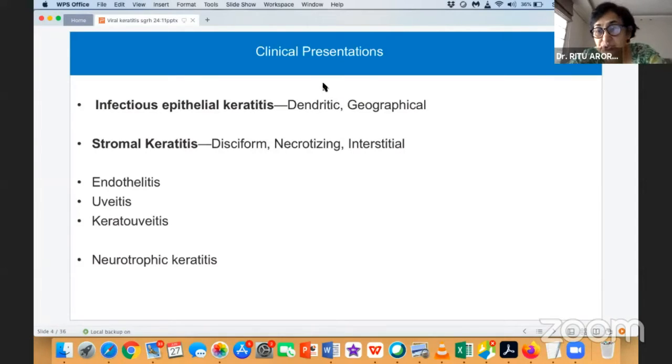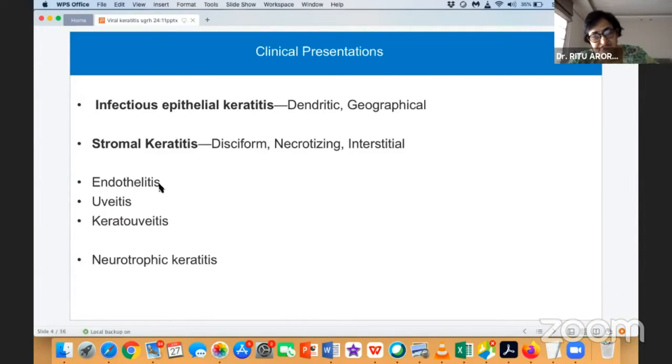Clinically, it's important to know whether we are treating infectious epithelial keratitis, or is it the stromal element which is more, or is it the endothelitis, or the uveitis, or a keratouveitis, or a neurotrophic keratitis. So it is important to know what element of the cornea is more affected. If it is infectious epithelial keratitis, it may present in the form of a dendrite, or a geographical presentation. If it's stromal, it may be disciform or necrotizing or interstitial keratitis.